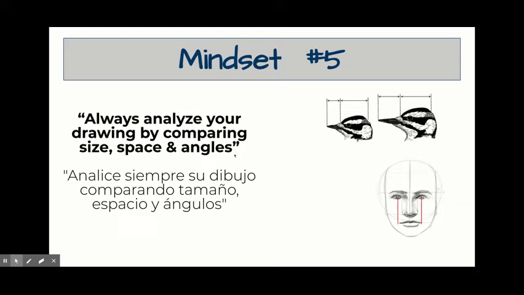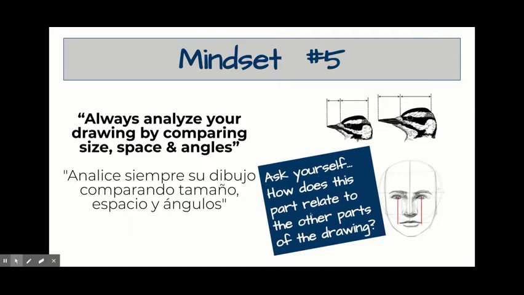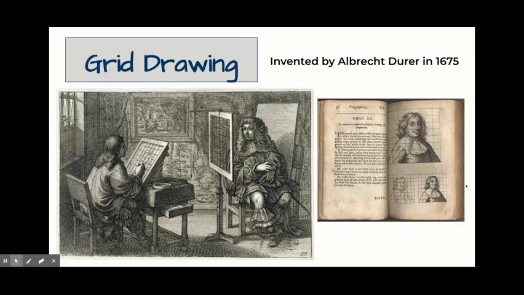The mindset for this lesson is always analyze your drawing by comparing size, space, and angles. Every time you put a new line into a drawing or a new shape, it has a relationship to what is already there. For example, if you were to draw a face, and you draw the pupils of the eyes, those pupils of the eyes line up with the corner of the mouth. So if you were to draw an imaginary line between the pupil and the corner of the mouth, you would be able to tell if they were in the right spot. So always ask yourself, how does this part of the drawing relate to other parts of the drawing? Is it the right size? Is it the right space?